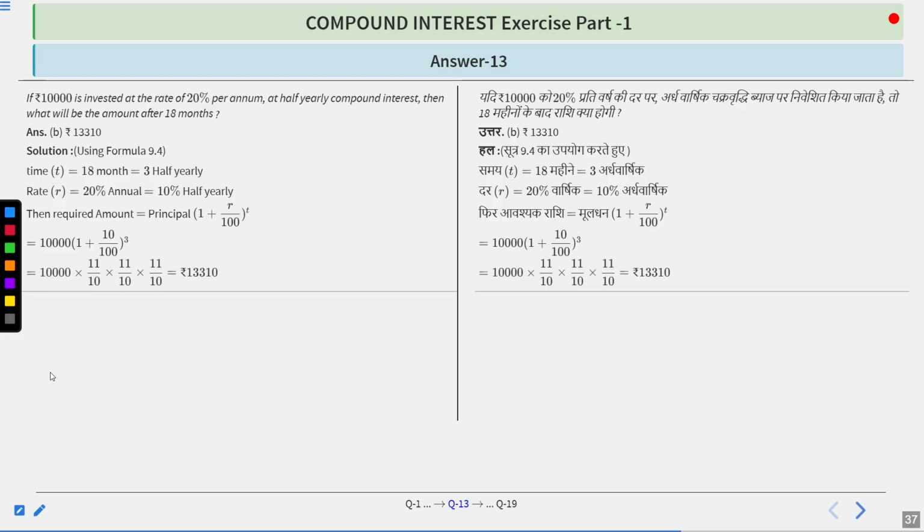So 10,000 into (1 + 10/100), that is 110/100, that is 11/10, but it is cube, so we have written 11/10 into 11/10 into 11/10, and on simplification it becomes rupees 13,310. Therefore, option number B is the correct answer.